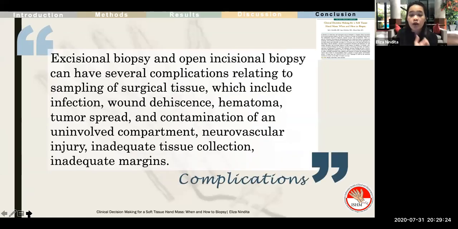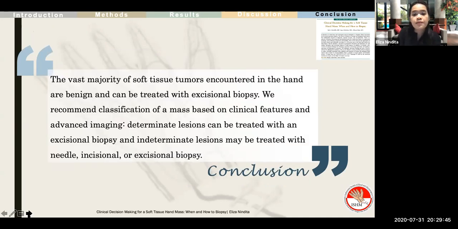Excisional biopsy and open incisional biopsy can have several complications relating to sampling of surgical tissue, which include infection, wound dehiscence, hematoma, tumor spread and contamination of an uninvolved compartment, neurovascular injury, inadequate tissue collection, and inadequate margins. The vast majority of soft tissue tumors encountered in the hand are benign and can be treated with excisional biopsy. The journal recommends a classification of a mass based on clinical features and advanced imaging. Determinate lesions can be treated with an excisional biopsy, and indeterminate lesions may be treated with a needle or incisional or even an excisional biopsy.